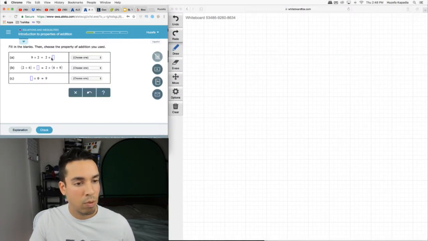So as stated before, we're going to go through this again. 9 plus 2 obviously equals 2 plus 9. 2 plus 6 plus what equals 2 plus 6 plus 9? This is also going to be a 9. It's going to be the same numbers on both sides. And here we've got a 9 plus 0 equals 9.